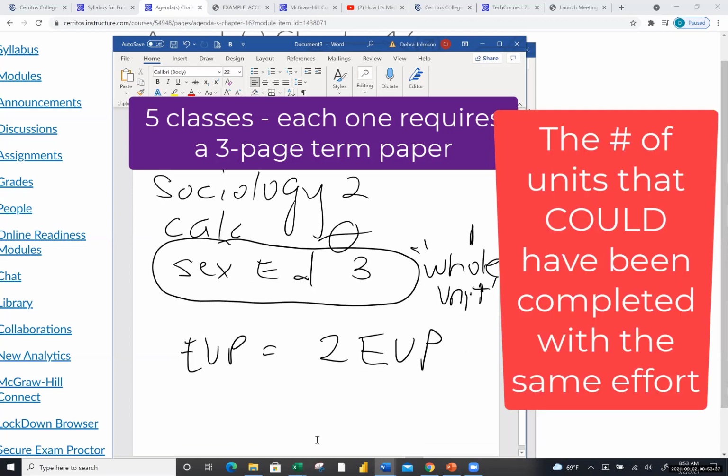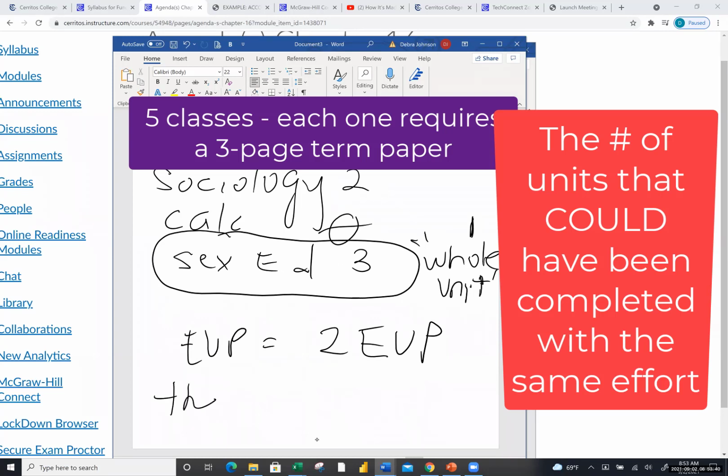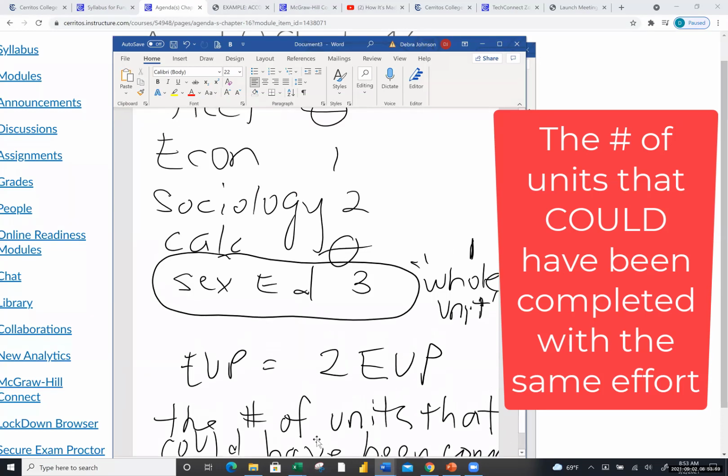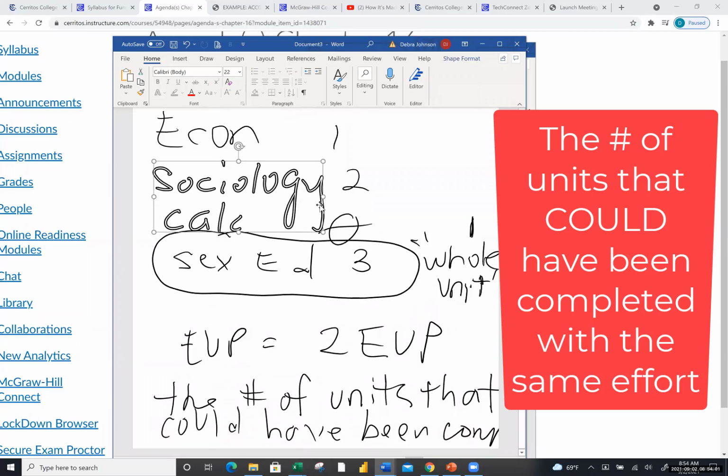So I'm going to get that definition in there one more time. The number of units that you could have completed with the same effort. The number of units that could have been completed with the same effort. And of course, I didn't leave myself enough room. You guys can fill it in.